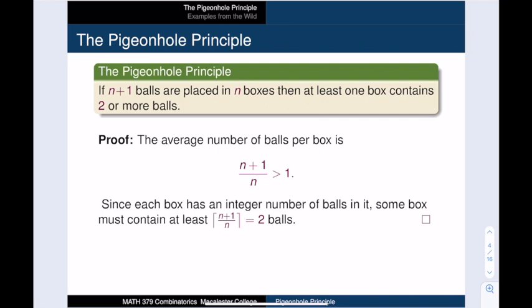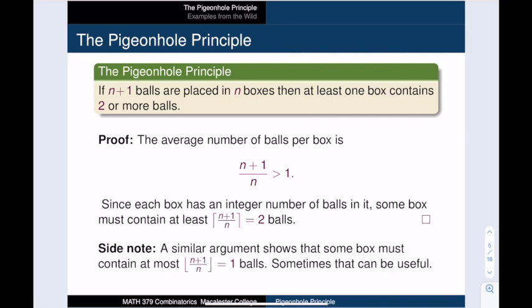Here's a nice proof of the pigeonhole principle. Let's say that we've distributed n plus 1 balls into n boxes. Then the average number of balls per box is n plus 1 divided by n, which is a number that is greater than 1. Now each box contains an integral number of balls, so some box must contain 2 or more balls. As a side note, this same argument says that some box contains at most 1 ball. Sometimes that complementary argument can be useful too.